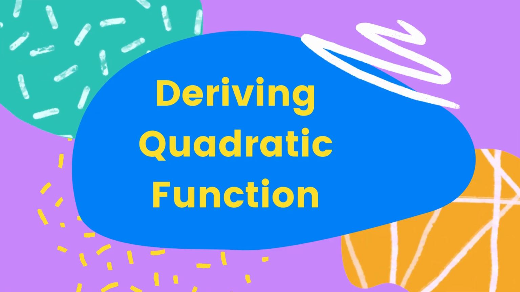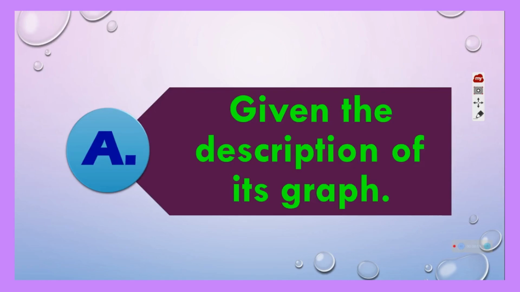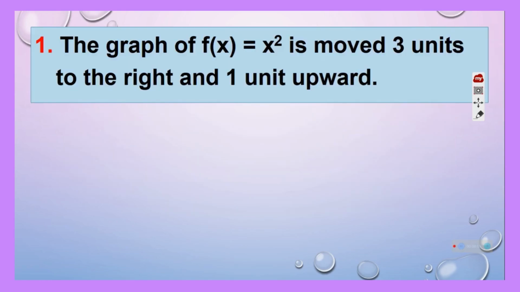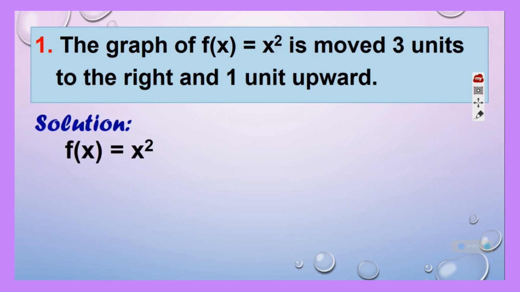Deriving quadratic function, letter A, given the description of its graph. Example 1: the graph of f of x equals x squared is moved 3 units to the right and 1 unit upward. So first, in the solution, write the given function and then determine the vertex. So the vertex is 0, 0.